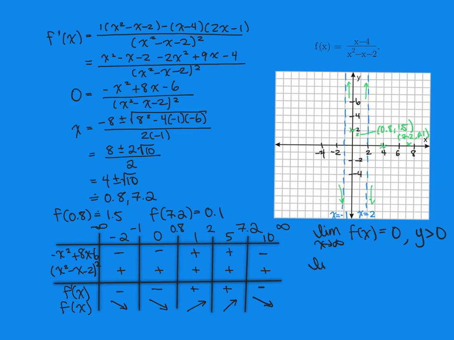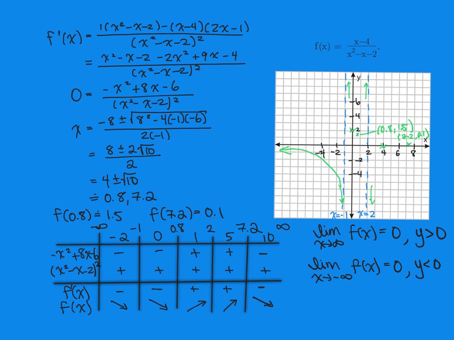And then do the same thing on the negative side. Pick a large negative value, and of course we already know the limit's going to be 0. The question is, is it above 0 or below? So you're testing it and you're going to find out that it will stay below the axis on that side. So now I have the information I need to finish my sketch. So that'll approach the asymptote from below.